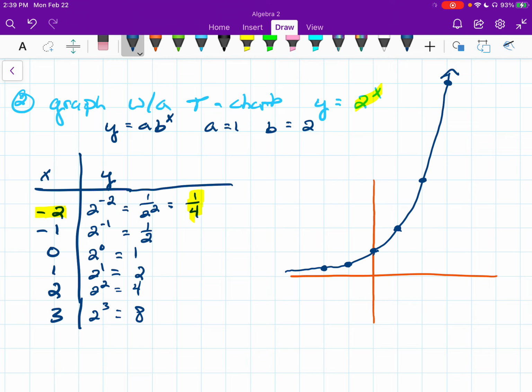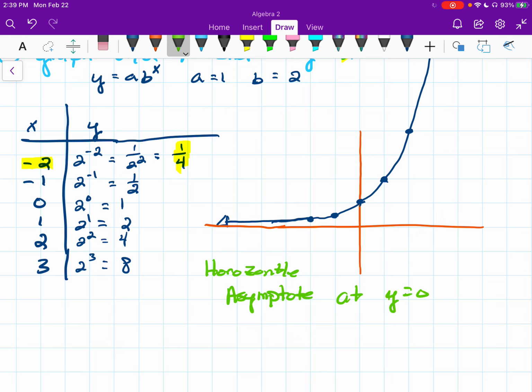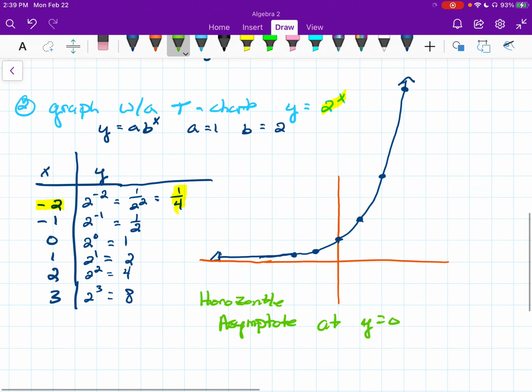Now, like I said, over here, on this tail end of it, the fraction that's representing the vertical, the y, will keep getting smaller, but it'll never actually hit the axis. Right? So we have an asymptote, a horizontal asymptote, at, what is that going to be? Y equals 0. Horizontal asymptote at y equals 0.